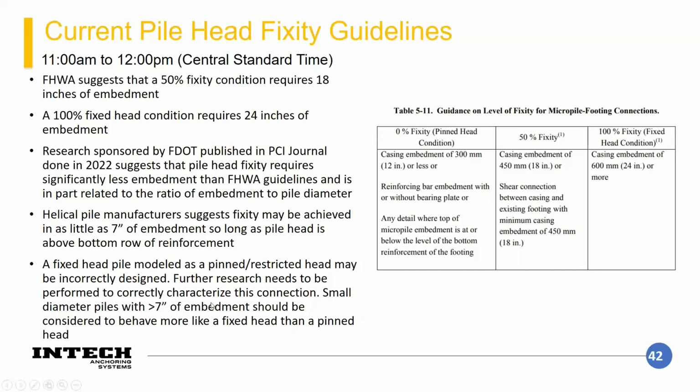But really a general rule for smaller diameter helical piles and micro piles is around 7 inches of embedment if you've got a bearing plate that's embedded above your reinforcement. That's going to be a lot closer to a 100% fixed condition than it will be to a 50% or a pinned head condition.